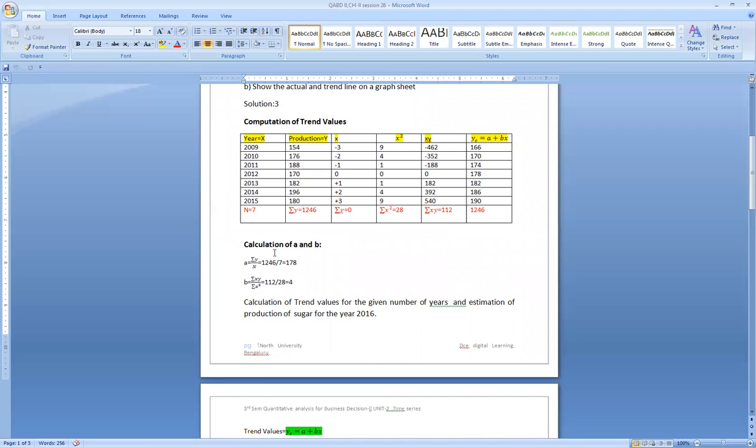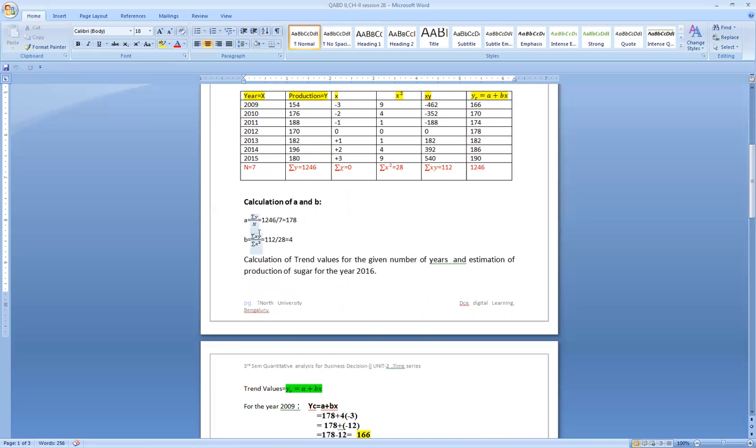So let us calculate the values of a and b. Here we require the trend values: Yc equals a plus bx. What is the value of a and what is the value of b? We know the formula for a is sigma y by n. For b, it is sigma xy by sigma x squared. Sigma y, the total calculated in the table, is 1246, divided by the number of items, 7. The value of a we get is 178. Similarly, for b, sigma xy is 112 divided by the x squared value, 28. Therefore, the value of b is 4.